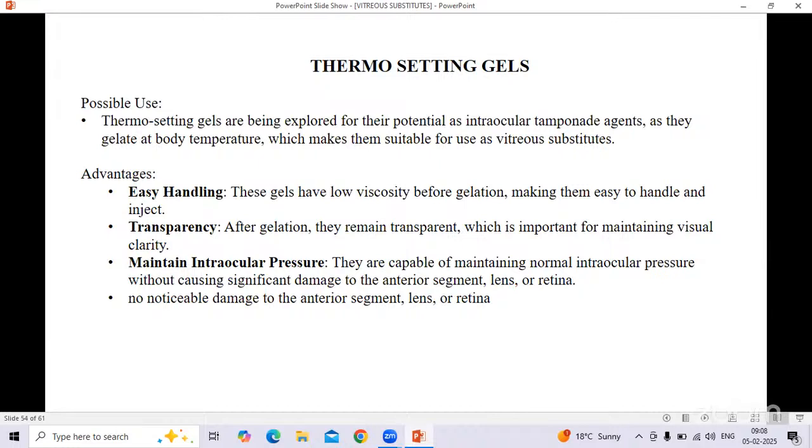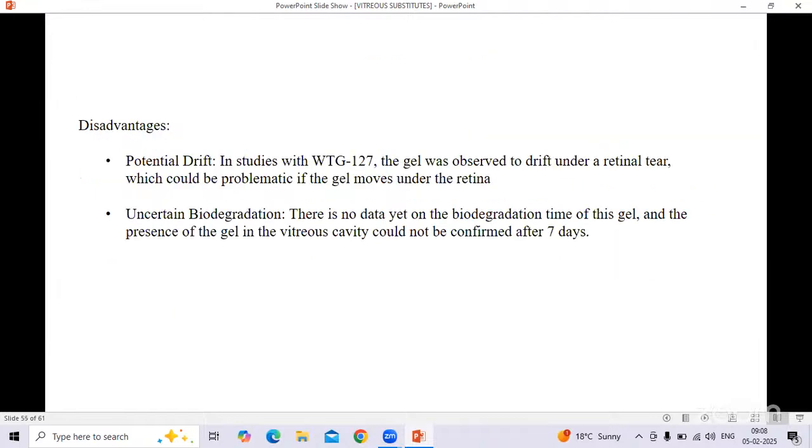Thermosetting gels are also being explored for their potential as intraocular tamponade agents, as they gelate at body temperature, which makes them suitable for use as vitreous substitutes. Advantages are their easy handling, transparency, they maintain the intraocular pressure, and there is no noticeable damage to the anterior segment, lens or retina. Disadvantage is a potential drift. In a study with the WTG 127, the gel was observed to drift under a retinal tear, and this could be problematic if the gel moves under the retina.